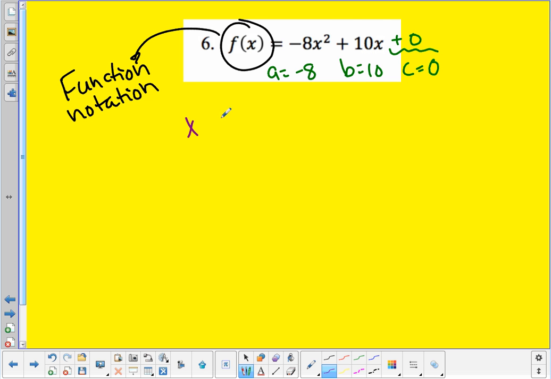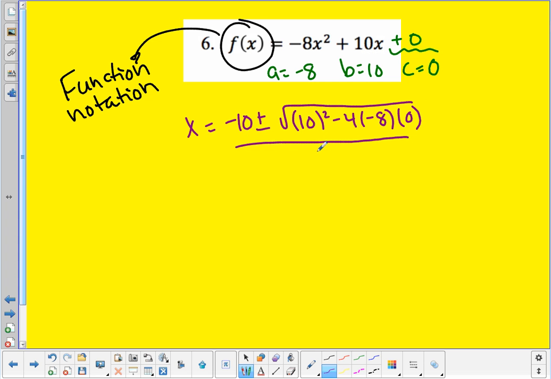So now when I set up the quadratic formula, it looks like this. I have x is equal to the opposite of 10, so negative 10 plus or minus the square root of, that's 10 squared minus 4 times negative 8 times 0 all over 2 times negative 8.